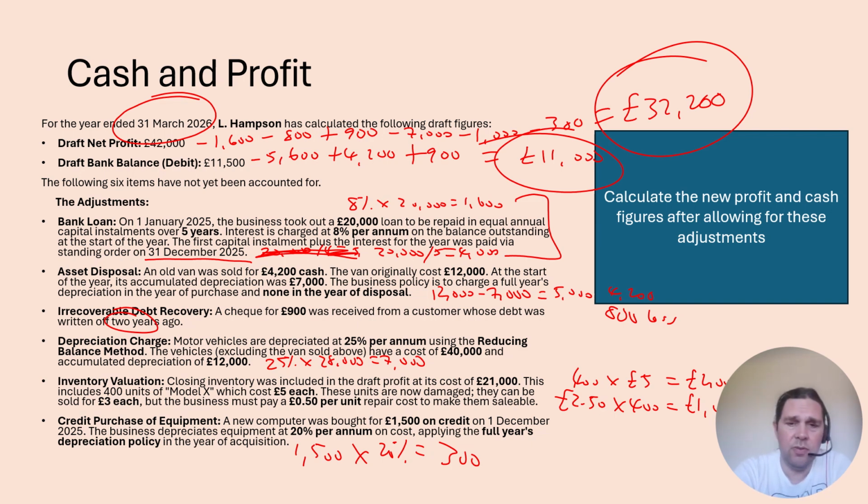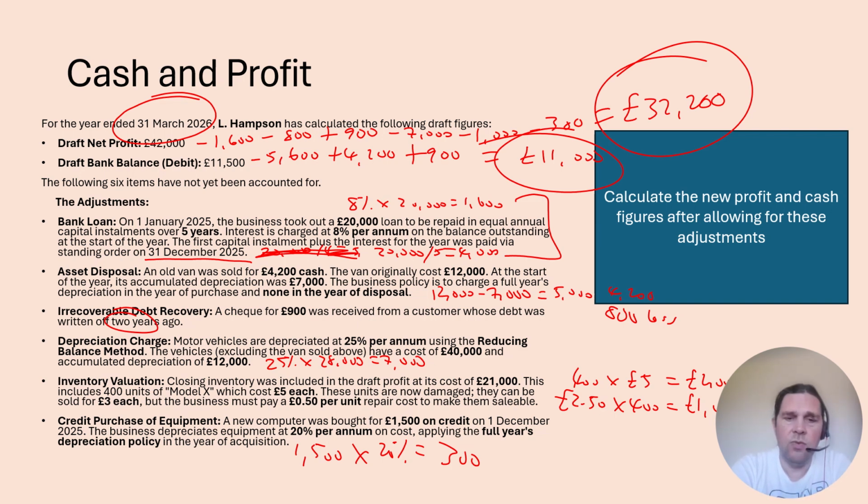From a cash flow point of view, it is just the proceeds. So the fact that we sold an old van for £4,200 cash means that that's added to cash flow. Done, easy. However, from a profit point of view, we've got to work out if we made a profit or loss. So what we do is we work out the net book value of the asset, and then we compare that to the cash value.